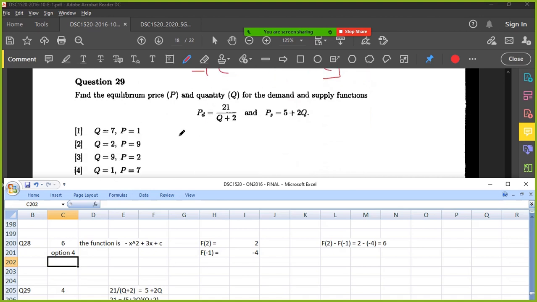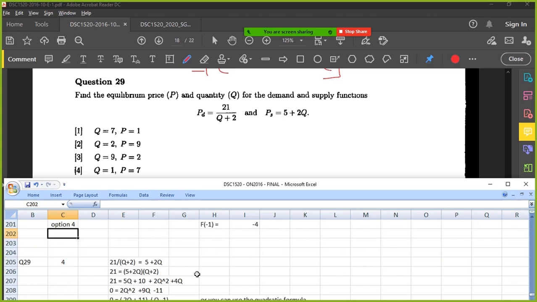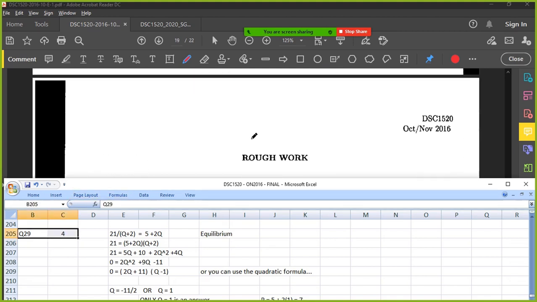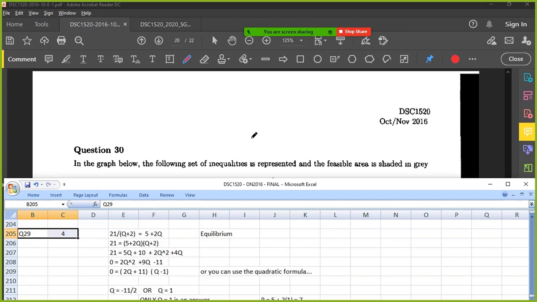Question 29. Find the equilibrium price. What do you do when you have this? P equals S. Do you agree? Yeah. Equilibrium. If you make P equals S and you solve for P and Q, you're going to get option 4. That's a nice one. That one you can also probably do quite easily.